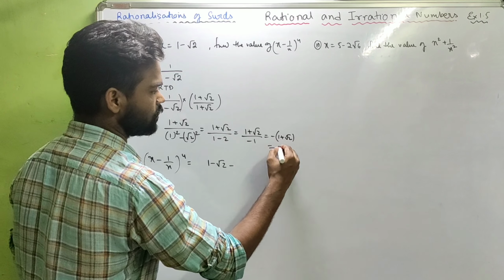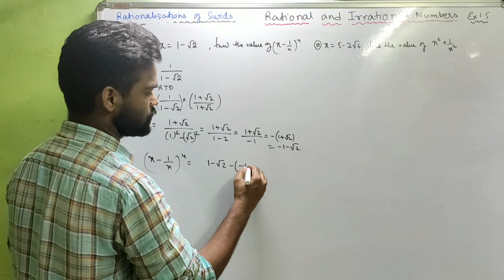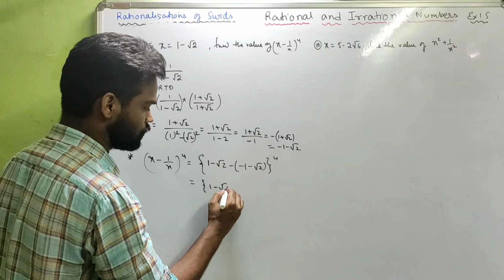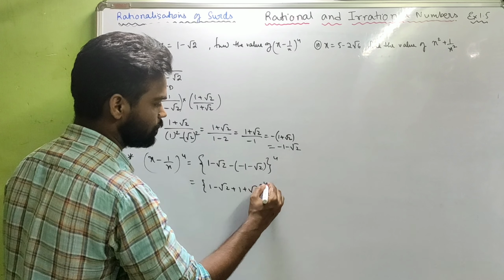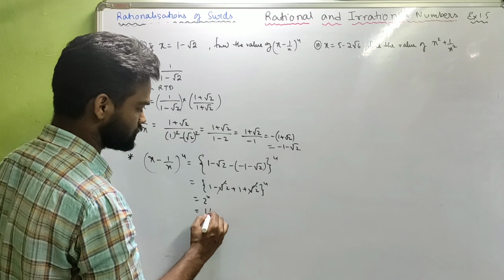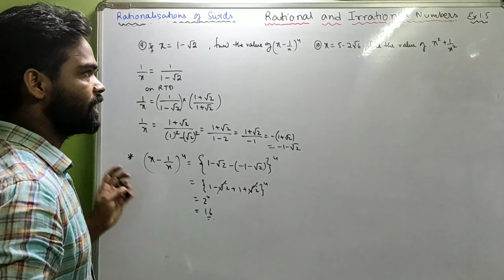Minus of this is what? Minus 1 minus root 2. So I can write (minus 1 minus root 2) whole to the power 4. See, I just substituted the value. So this is (1 minus root 2 plus 1 plus root 2) whole to the power 4, which is 2 to the power 4, which is 16. Done. That's your answer.